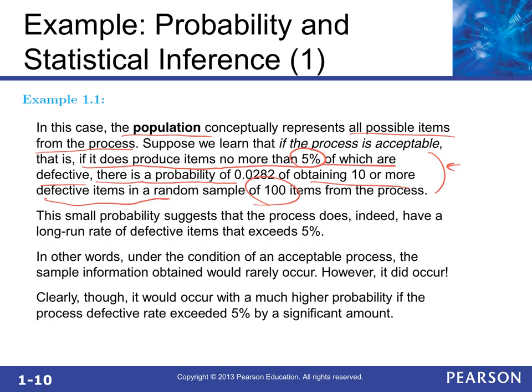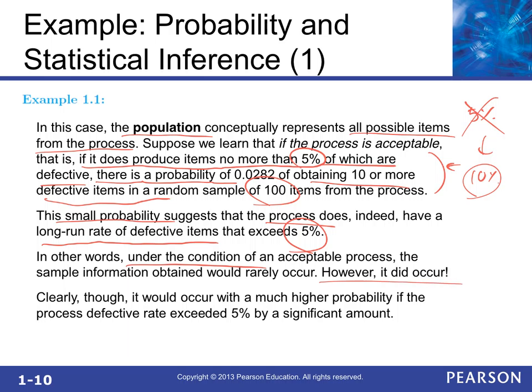So that's the probability that we originally have a 5% defective ratio, and we have a 10% defective ratio in the sample with a size of 100. This small probability suggests that the process does indeed have a long run rate of defective items that exceeds 5%. It cannot be 5%. If it is 5% in the population, the chance to get this kind of sample is too small. So we cannot accept that. In other words, under the condition of an acceptable process, the sample information obtained would rarely occur. However, it did occur.